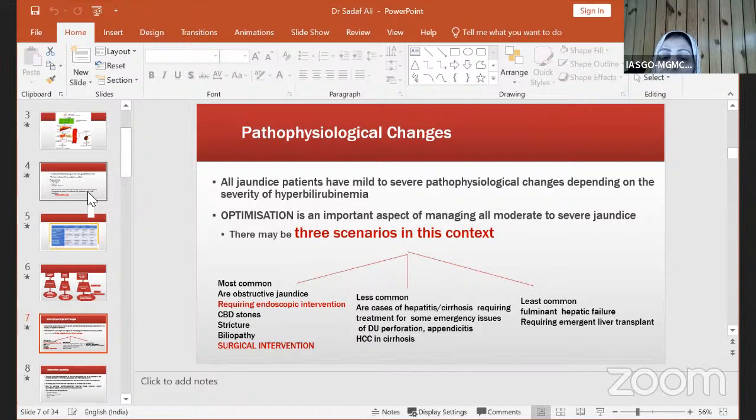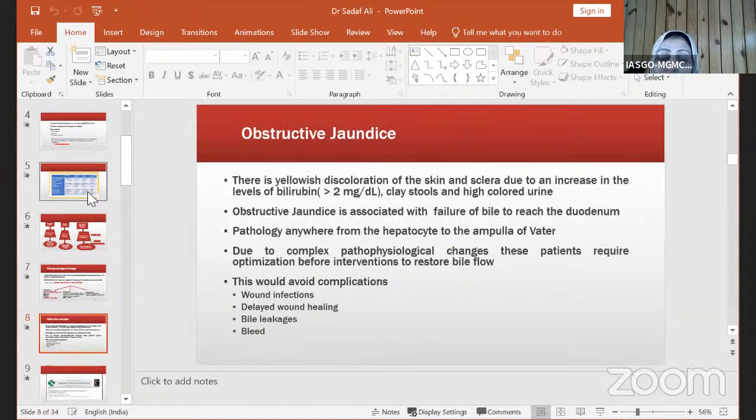The less common scenario is those patients who have hepatitis or cirrhosis, who, due to one reason or the other, may require surgical intervention. It may be only for a perforation, appendicitis, HCC, or an obstructed umbilical or inguinal hernia. And the least common, as the previous speaker discussed, is the lose-lose situation of fulminant hepatic failure, where you have to take a call between emergent liver transplant and best supportive treatment. So all these obstructive jaundice patients, you have gone into the clinical presentations, how do they present?